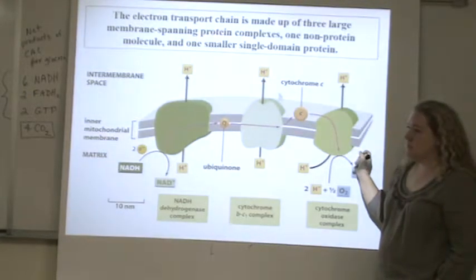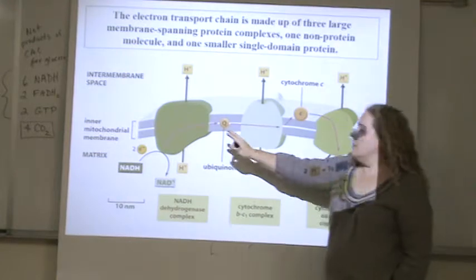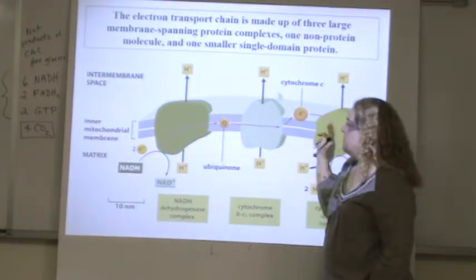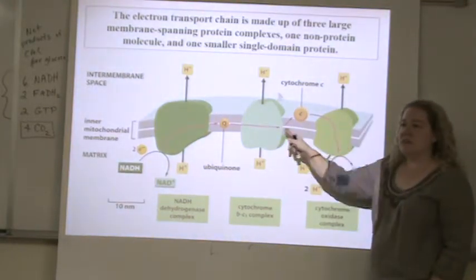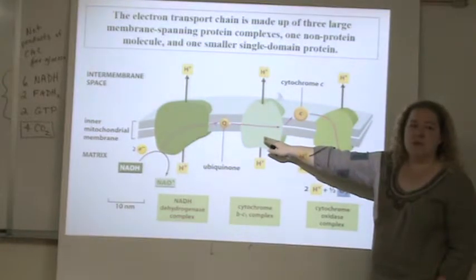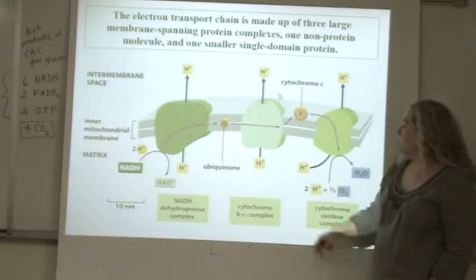There's 2 complex 4s. Let's see. 1, 2. This is 3. This is 4. Did I say that this one was 4? This is 3. This is 3.